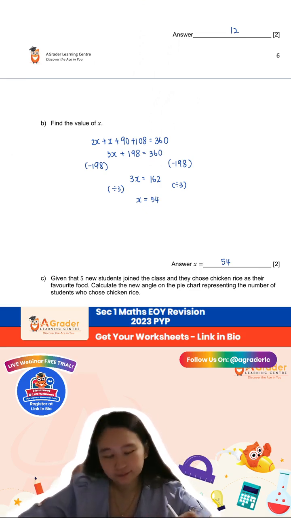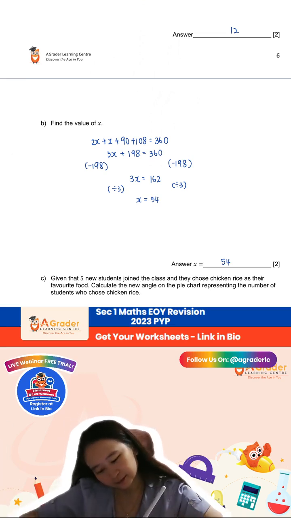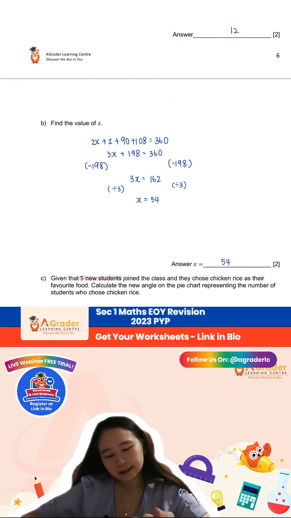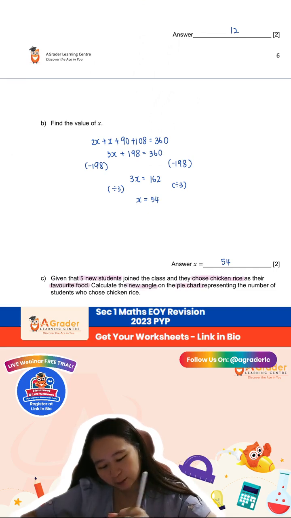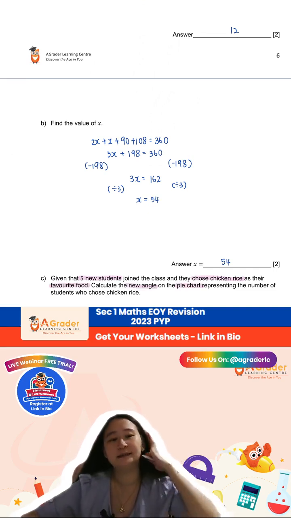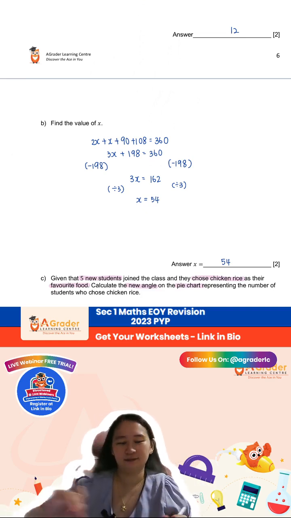Part C, given that 5 new students joined the class and they chose chicken rice as their favorite food. Calculate the new angle on the pie chart representing the number of students who chose chicken rice. Yep, correct.